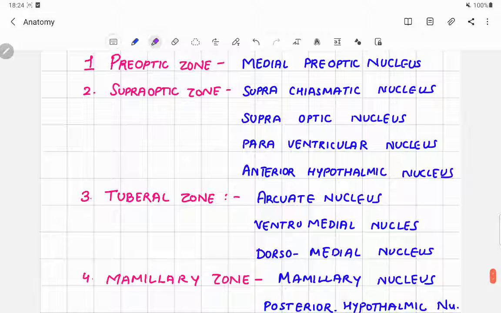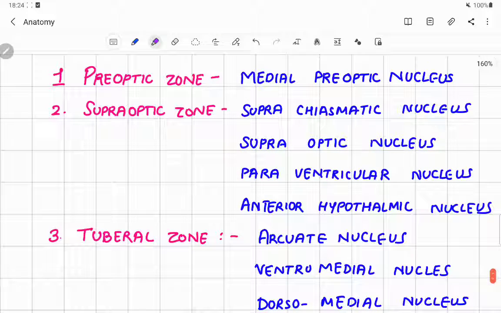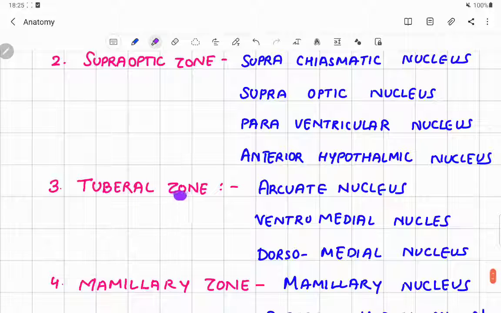Now the hypothalamus can be divided into four main zones which contain different nuclei. The first zone is the preoptic zone. This contains the medial preoptic nucleus. The second zone is the supraoptic zone, which contains the suprachiasmatic nucleus, supraoptic nucleus, paraventricular nucleus, and anterior hypothalamic nucleus. The third zone is the tuberal zone, which consists of the arcuate nucleus. This is very important. This has a lot of important functions. It also contains the ventromedial nucleus and the dorsomedial nucleus.